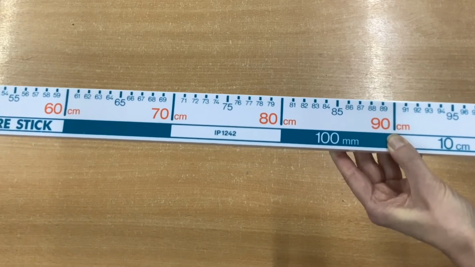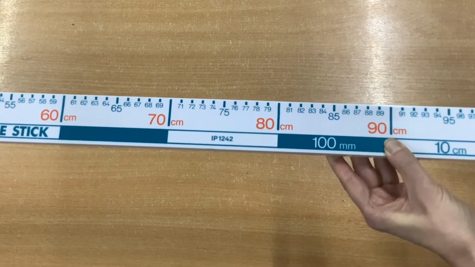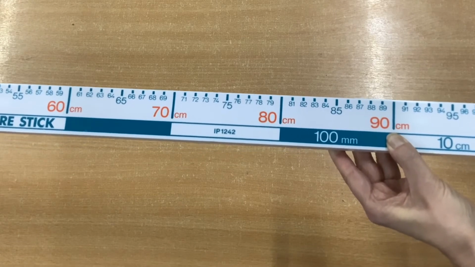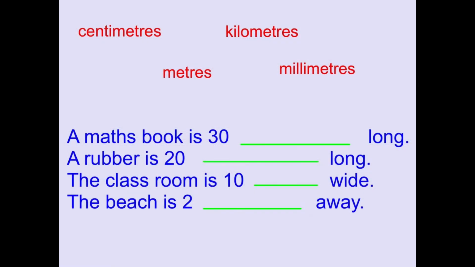Well, with measuring length, you say 1 metre. So that means 1m is 1 metre, which is the same as 100 centimetres. If you look at these sentences, the unit of measurement is missing. I wonder if you can guess what it might be.